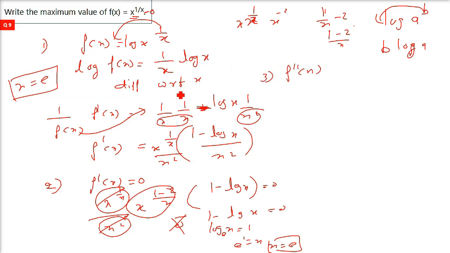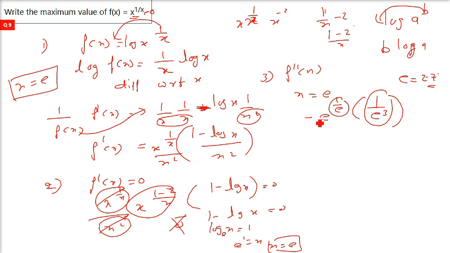For that checking of maximum and minimum, we need to double differentiate it. When we double differentiate it, f double dash x, what do you get? If you double differentiate it, at x equal to e, the final thing will be minus e raised to 1 by e cube, and this is a constant, because e has a certain specific constant value.